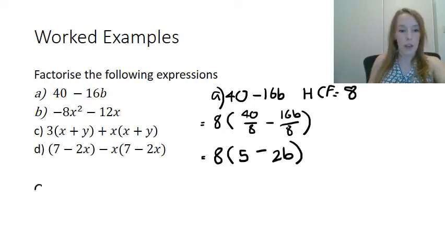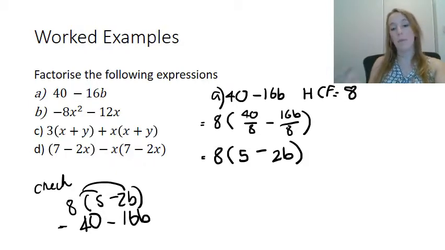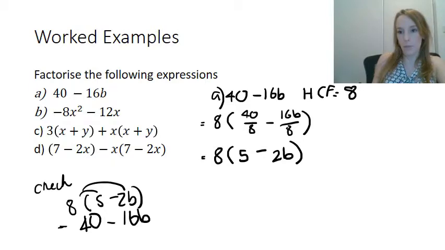So again, we're going to check. We're going to expand what we had there. So 8 times 5 is going to give us 40. Take 8 times 2b, 16b. Yep, so we know we had the correct answer there as well.